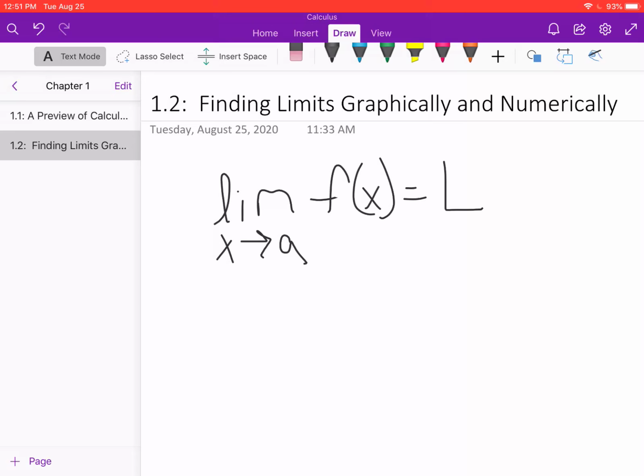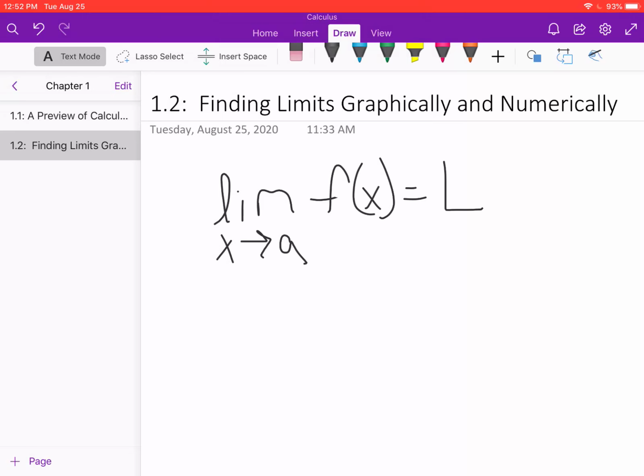This is section 1.2, finding limits graphically and numerically. So first things first, let's talk about what a limit is with some notation. So we have here the limit as x approaches a of f of x equals L.